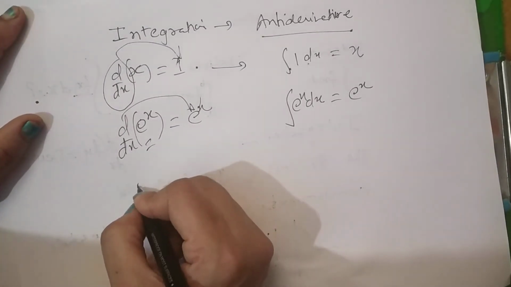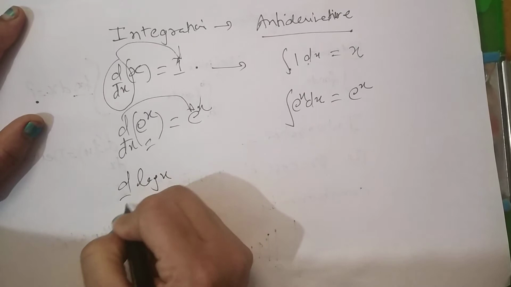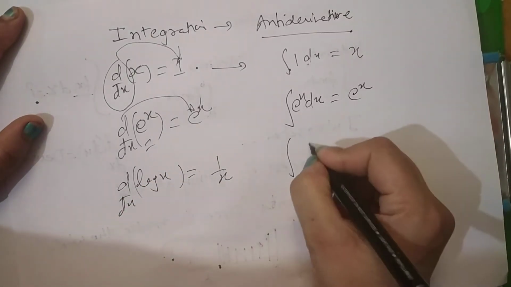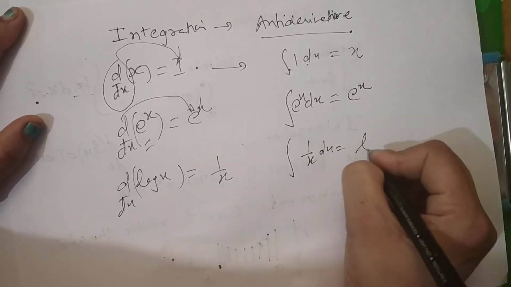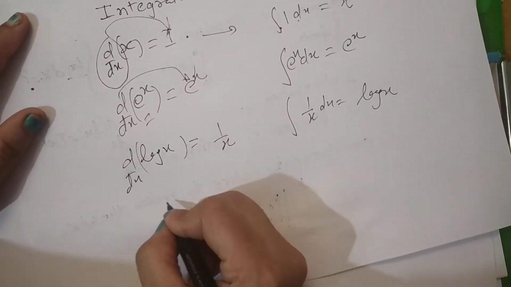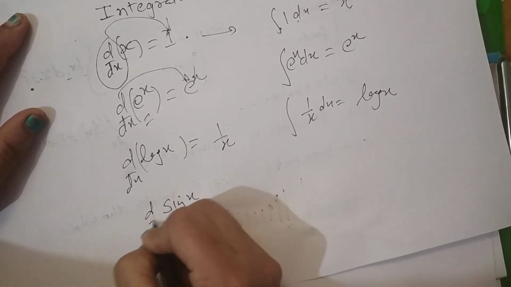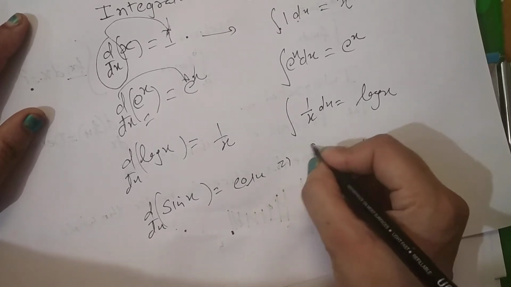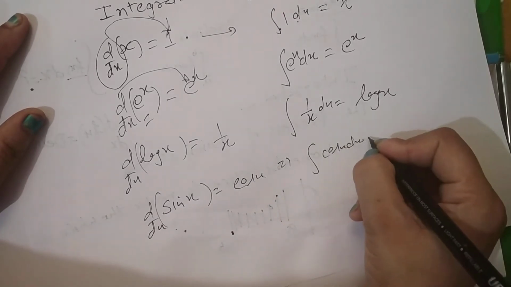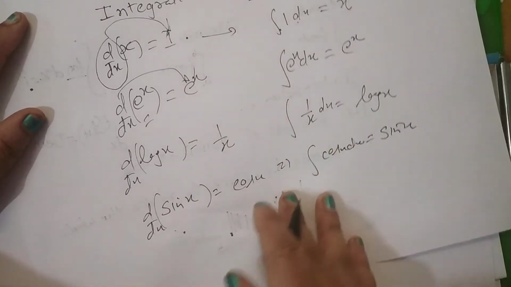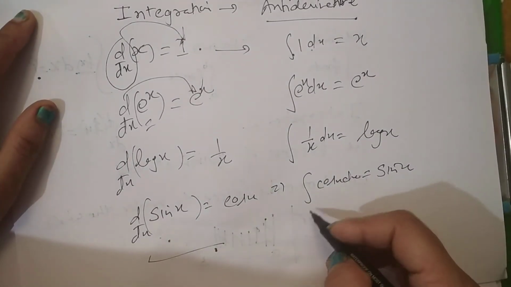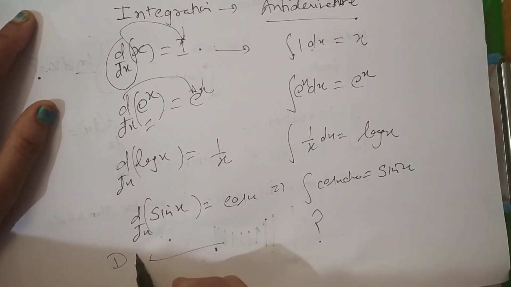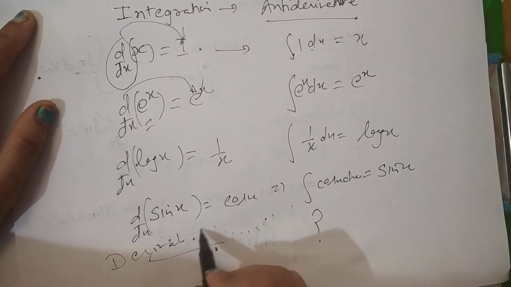Similarly, if we have done the derivative of log x, what is derivative of log x? It is 1 upon x. Therefore, integral of 1 upon x will be log x. Derivative of sin x we have done, it is cos x. So therefore, integral of cos x will be sin x. So in this way you can find the formulas of integration using the already existing derivative rules.